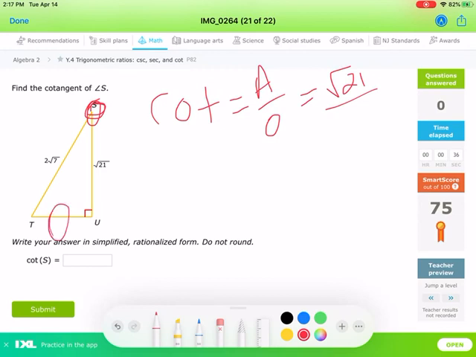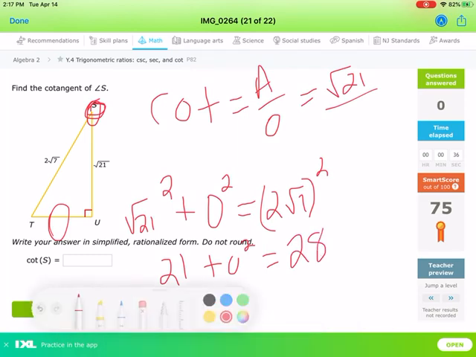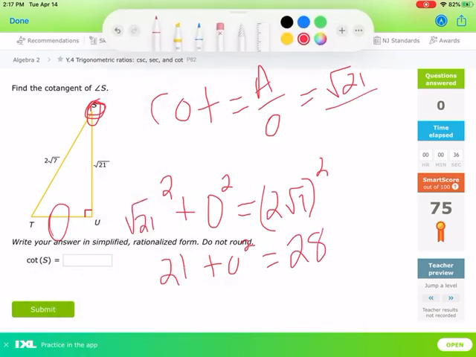I don't know. Again, Pythagorean theorem. Here we go. Root 21 squared plus opposite squared is equal to 2 root 7 squared. Root 21 squared is just 21. That's kind of nice. Plus O squared is equal to 4 times 7, 28. 2 squared is 4, root 7 squared is 7, 4 times 7 is 28. Subtract 21. You get O squared is equal to 7. Square root that. O equals root 7.